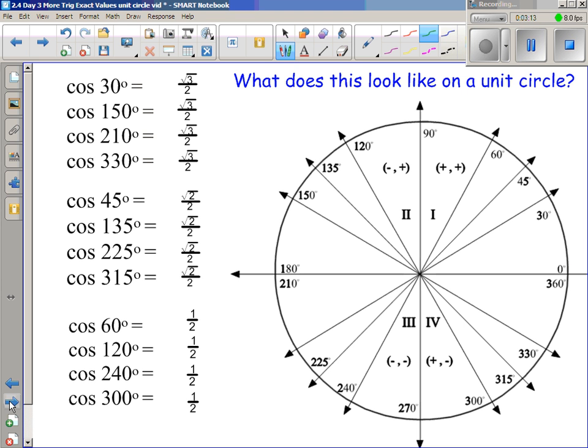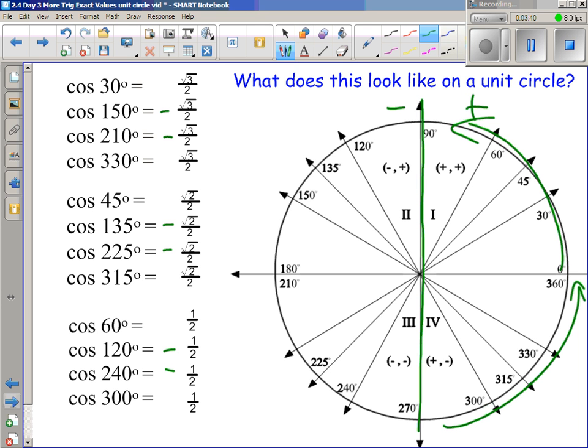What does this look like then on the unit circle if we go around 360 degrees? Well, if we want to look at cosine, we know the values that are angles anywhere from 0 to 90 or 270 to 360, those are going to be positive values. And on the left side of the y-axis, those will be negatives. So if we look through here, we notice the 150, the 210, the 225, and the 135, and then the 120 and 240. Those are going to be negative values. Same ratio, just negative values.